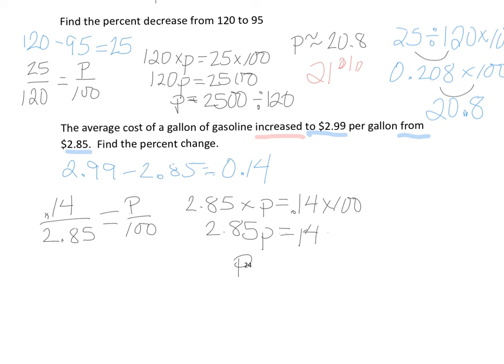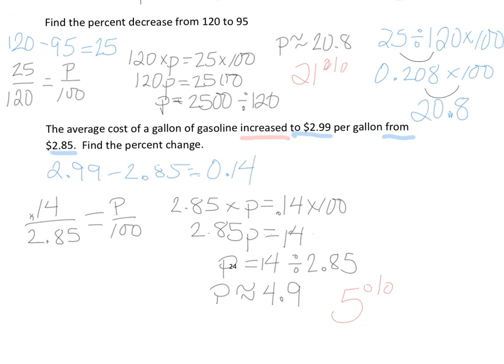And then we divide. Again, we're rounding to the nearest percent per the directions at the top. We get P is about 4.9, which can be rounded to 5%. We don't need any numbers after the tenths place because that tenths place is going to help us round to the whole number.